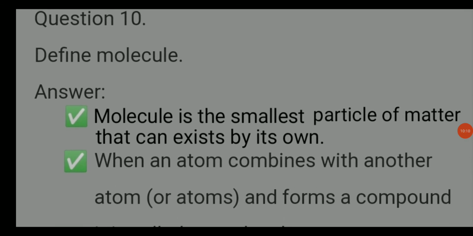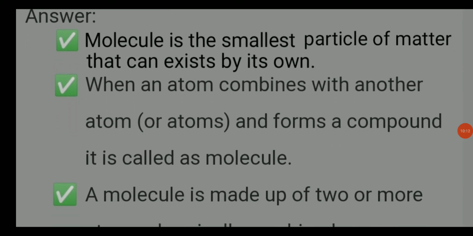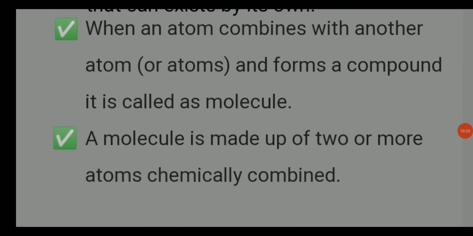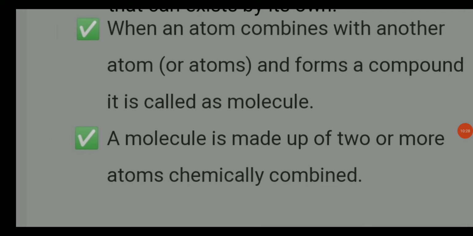So define molecule. Your next question, 10th question. Molecule is the smallest particle of matter that can exist by its own. When an atom combines with another atom and forms a compound, it's called a molecule. A molecule is made up of 2 or more atoms chemically combined.